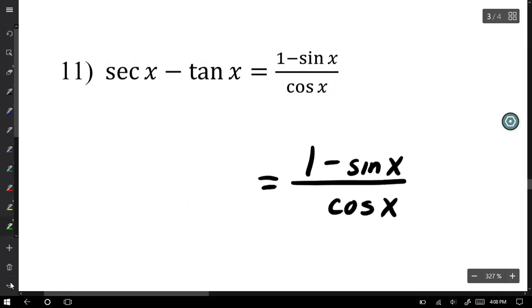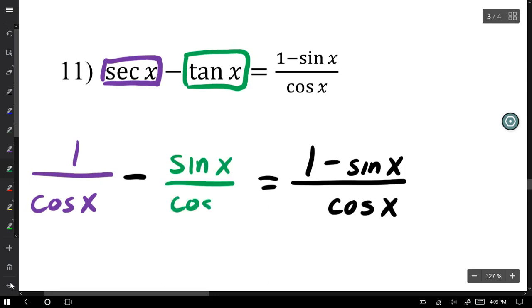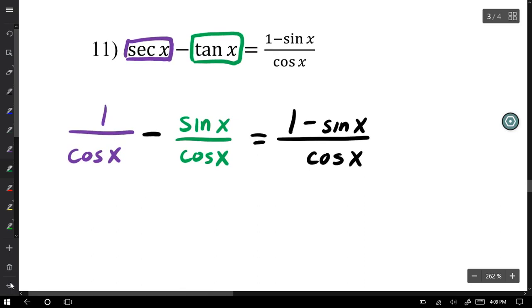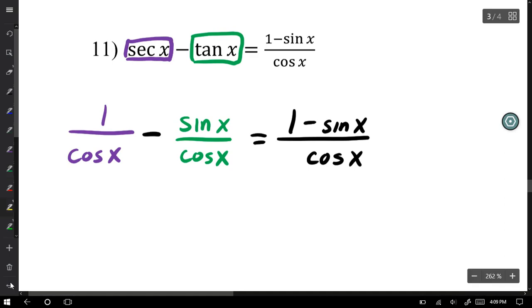So I'm going to change secant of x, I'm going to write it as 1 over cosine of x, minus. I'm going to change tangent of x into sine of x over cosine of x. And I'm going to stop. And hopefully while I stop, you can look at your paper and see automatically what to do. But I want to explain it: look at the side you're keeping as you go along.